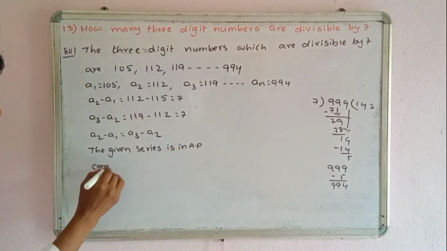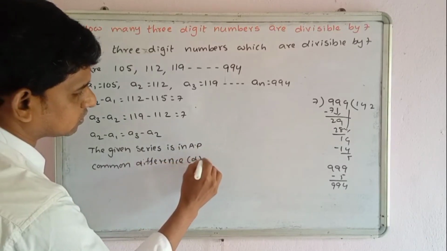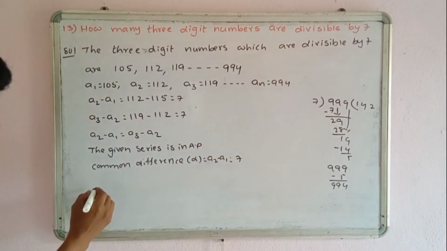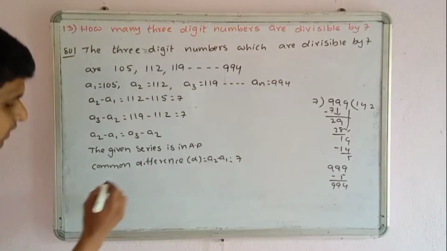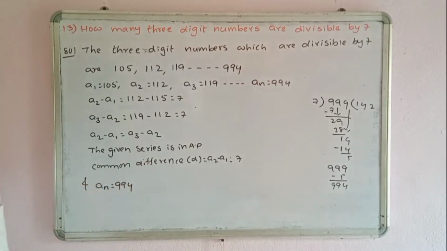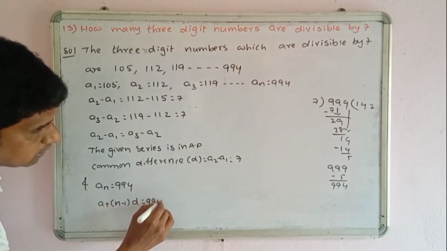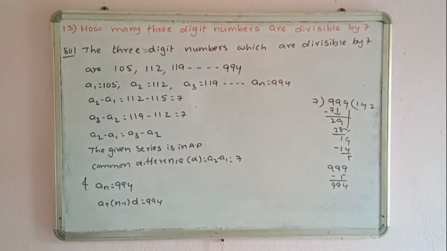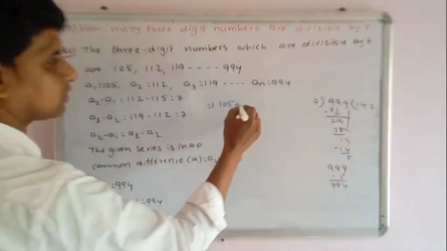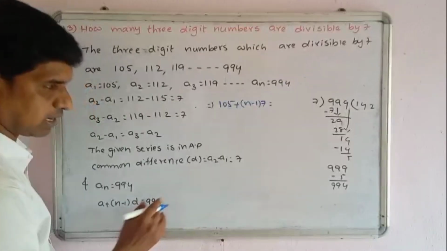So what is the common difference formula? Common difference d equals A2 minus A1. The value is 7. Okay. So now, what is the nth term here? An equals 994. Nth term formula: a plus n minus 1 into d equals 994. Here a is the first term. What is the first term here? 105 plus n minus 1, what is d here? 7. So equals 994.